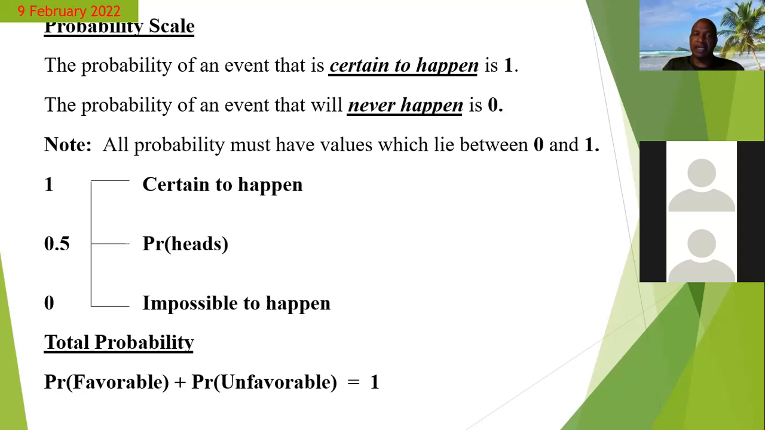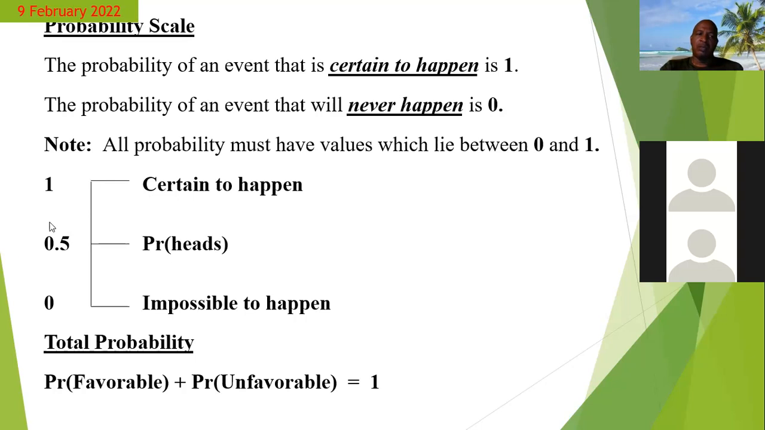All right, so for the scale, we just use a line to represent the scale. And if we are to apply the probability of tossing a coin to this scale, we see that in tossing a coin, we can either get a head or a tail. The probability of getting a head would just be a 50% chance of happening.